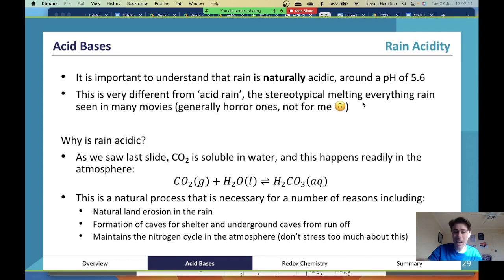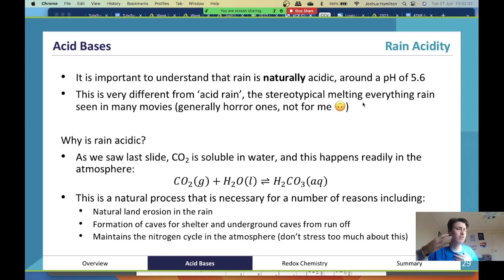This happens readily in the atmosphere when the water is absorbed into the atmosphere, and you get this slight acidity forming. This is a natural process, and it's actually necessary for a couple of reasons, and it's why you need to be able to discuss this in an exam question. Why has Earth, the way Earth formed, allowed rain to become sort of acidic?